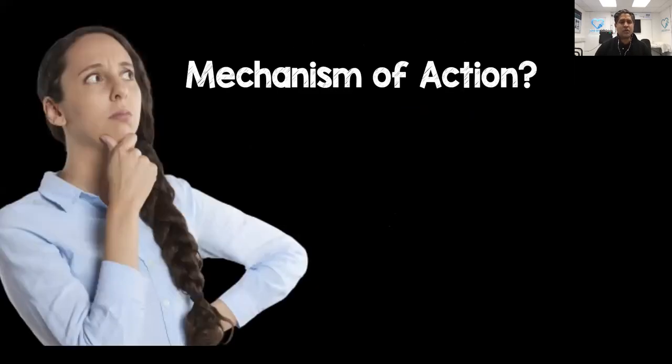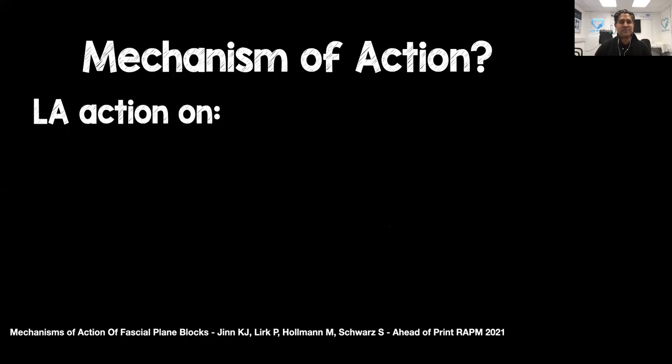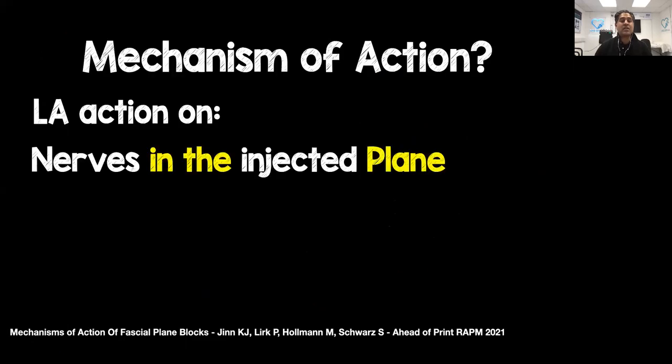So how do they work? Do we have any idea? So local anaesthetic may act on nerves within the injected plane, and that seems relatively straightforward and easy to understand. So if you're doing a TAP block, you know there are going to be nerves T12 and L1 that lie within that plane. So it makes sense that they would act in that plane.